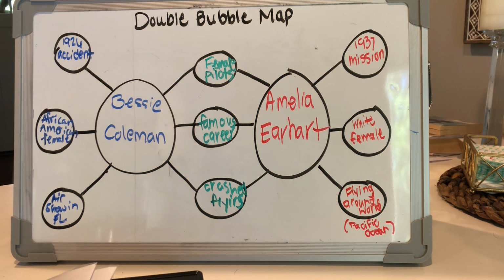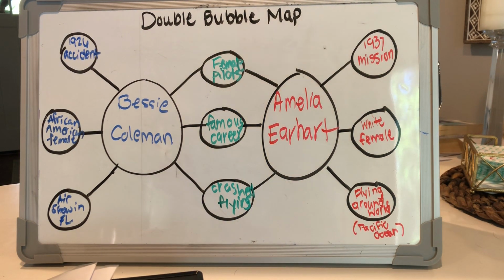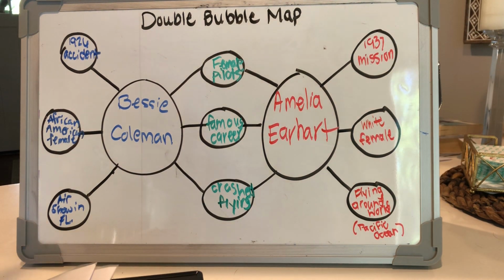All right. So now what we've just done is we have done a double bubble map of Bessie Coleman and Amelia Earhart. I've got my contrast, my differences on the sides in blue and in red, and then I've got their similarities in the center in green. I did 3 for each. So this is just another way to show when you're comparing and contrasting something.